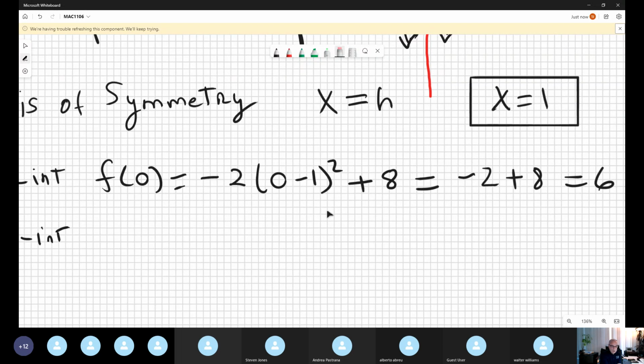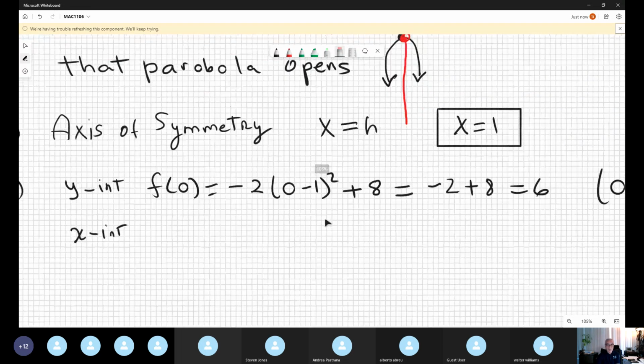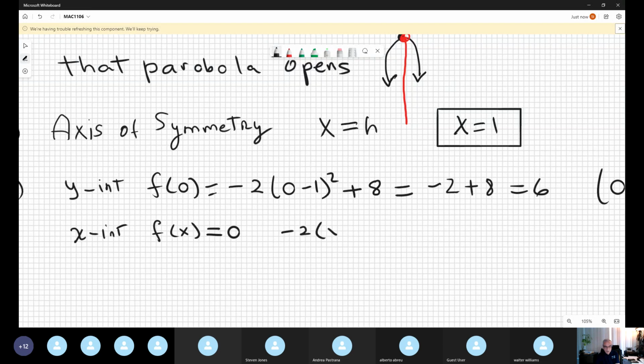Okay, now let's do the x-intercept. It is a little bit more complicated. Why? Because you copy the function and you force it to be 0. My function was -2(x minus 1) squared plus 8, and you set it equal to 0. I copy the function, and on the right-hand side, you put 0.